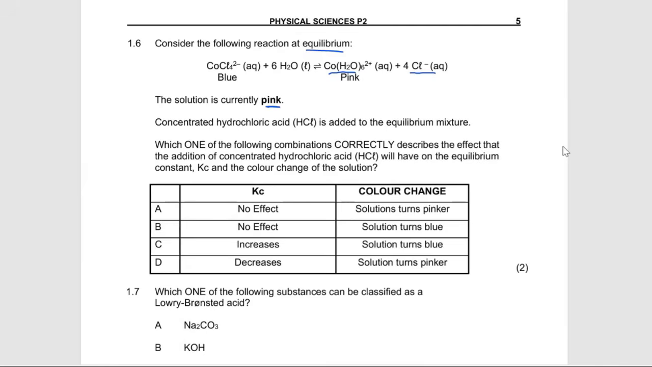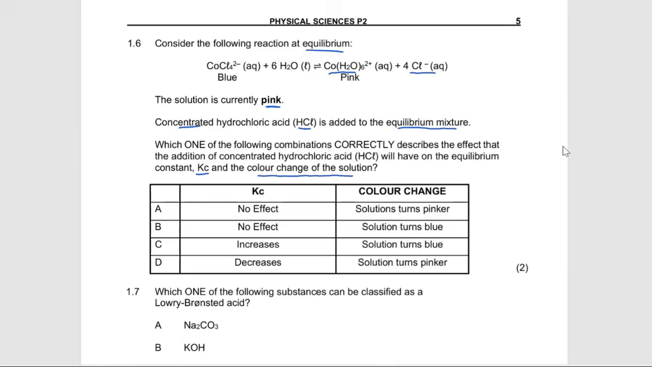Then after that, they are saying concentrated hydrochloric acid HCl is added to the equilibrium mixture. Then which one of the following combinations correctly describes the effect that the addition of concentrated hydrochloric acid HCl will have on the equilibrium constant Kc and the color change of the solution, right? So now Kc is only affected by a change in what? In temperature. Temperature is the one that affects Kc.